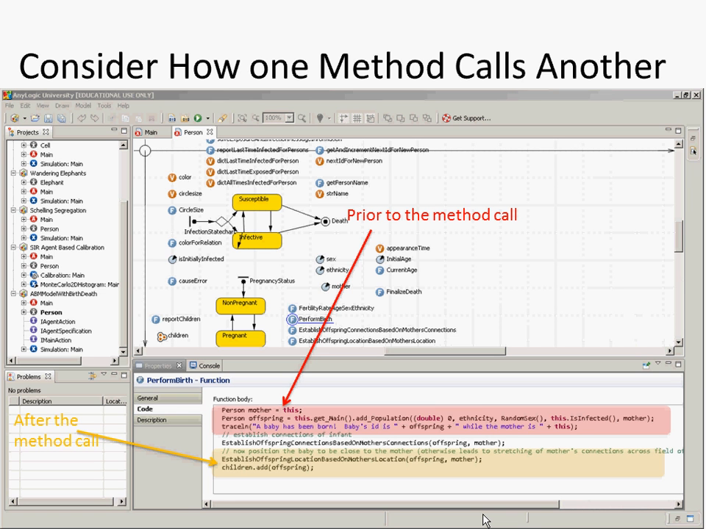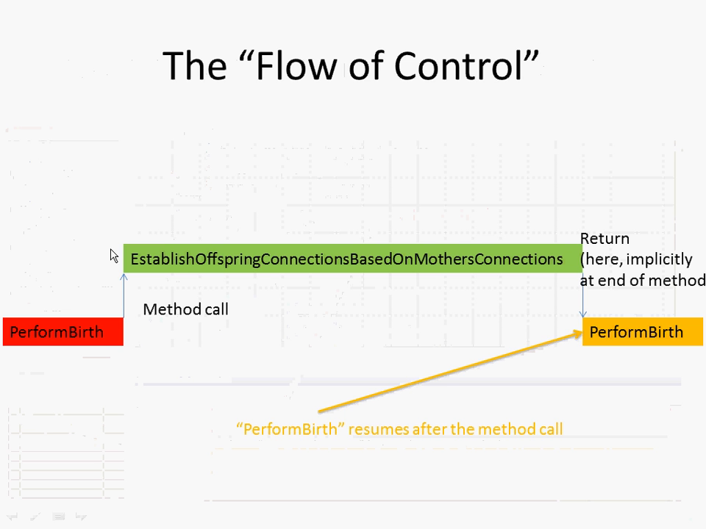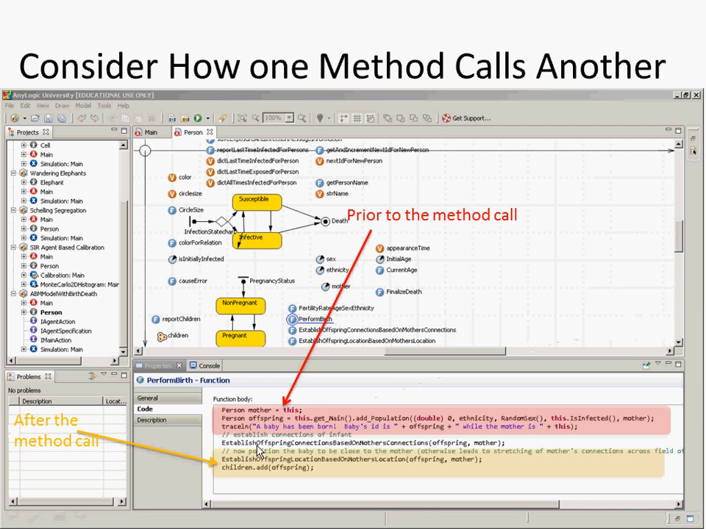Then we have the offspring. And now we're going to call establish offspring connection based on mother's connection. We're going to do that work, and then we're going to come back here. After it's done, we're going to return and continue on to add the offspring location. So going down here, we're going to be calling this method. What's going to happen? Perform birth is going to call establish offspring connections based on mother's connections, and then it's going to return back to right after the method call. In other words, it's going to go off to this code, be inside of it, and then come back to this point. Does that make sense to people?